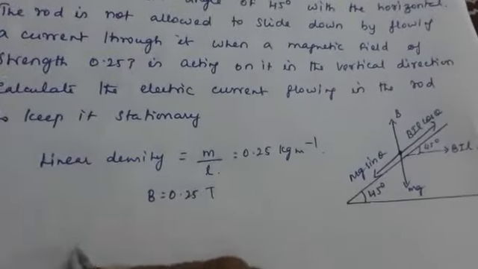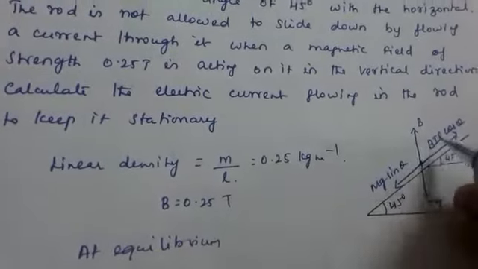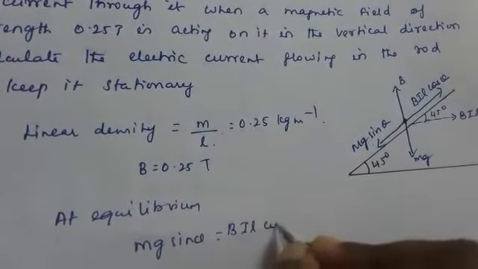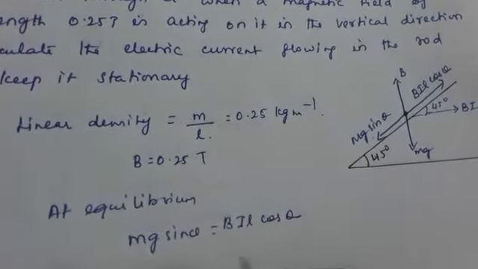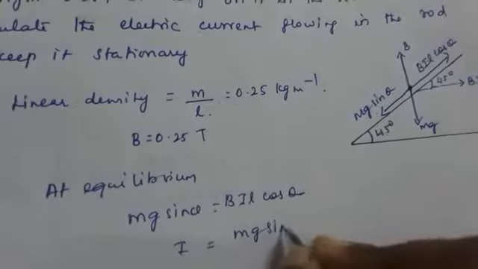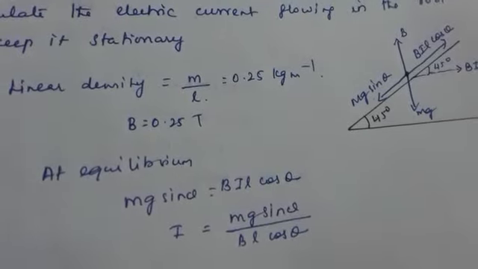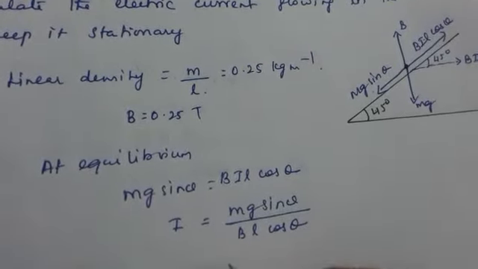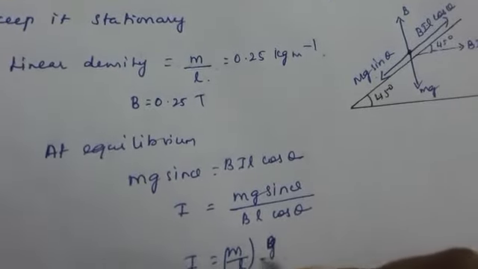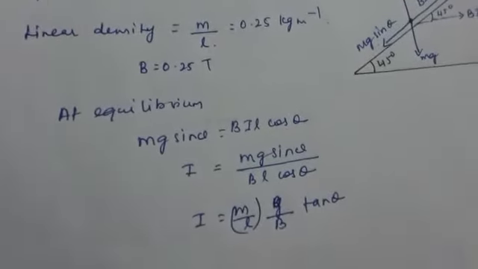At equilibrium, these two forces are equal. That is, mg sin theta is equal to BIL cos theta. Now what is theta? Theta is 45 degrees. Now you want I. I is equal to mg sin theta by BL cos theta. This can be written as I is equal to m by L into g by B into sin theta by cos theta, and sin theta by cos theta is tan theta.